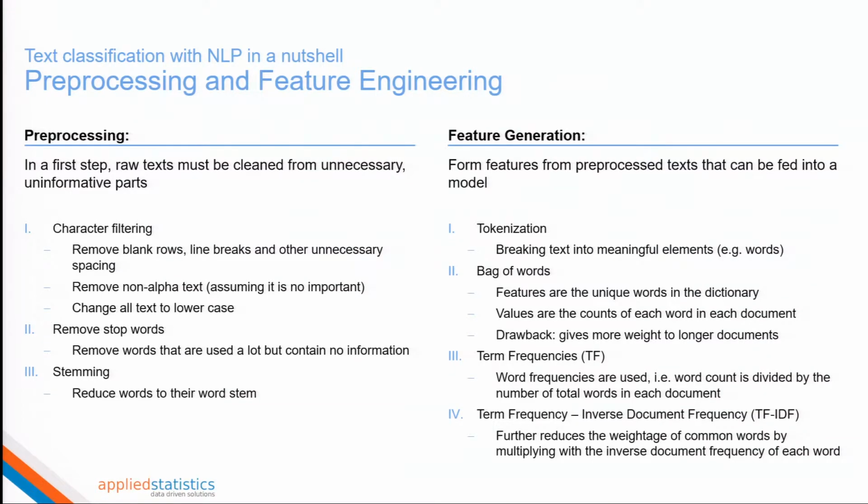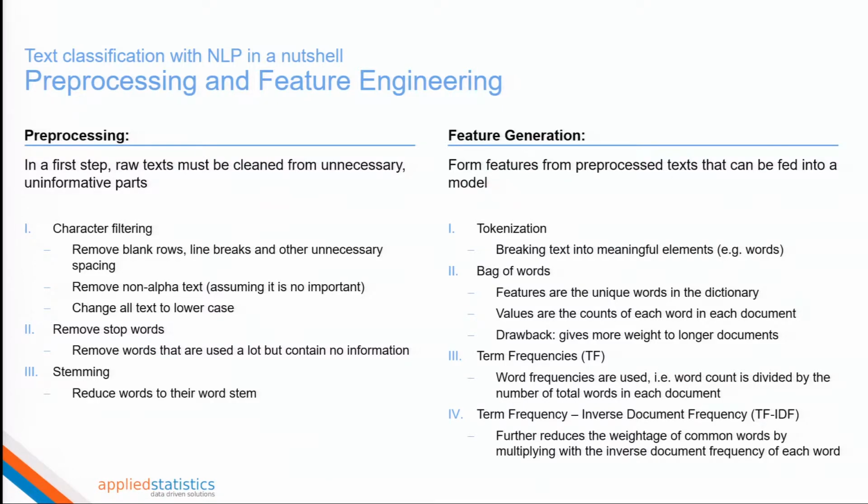And the last step in this pre-processing would be the so-called stemming. This just means that you reduce all the words to their word stem, just to make the number of words in your text a little bit lower. And once you have those cleaned texts, which are not really readable anymore, you can go on with the feature generation.